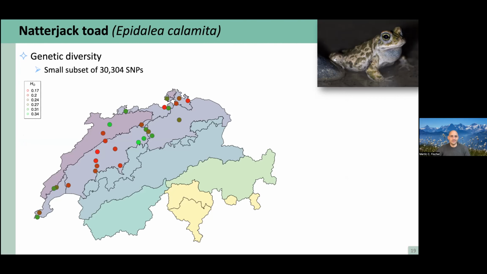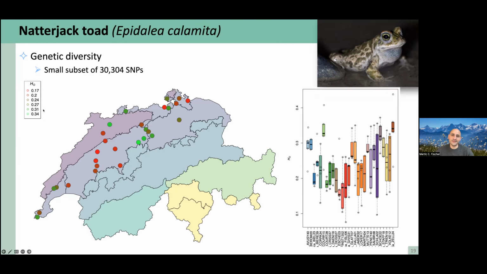And here now, you need to be careful. This is just a subset of 2 contigs, only 30,000 SNPs. However, the results are already very interesting. Again, these are the observed heterozygosity, so genetic diversity, of these toads across Switzerland. Red again indicates rather lower genetic diversity, green in this case higher. And for the toad, we have really massive variation in genetic diversity across Switzerland. Again, there's a twofold difference in the levels of genetic diversity.